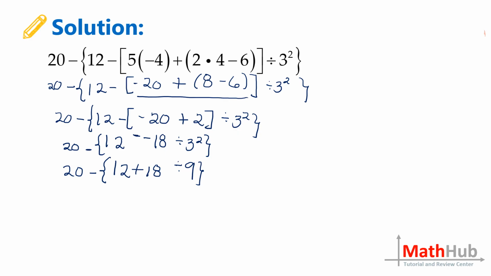Then inside this, we have addition and division. Let's do division first. So 18 divided by 9 is 2. So 12 plus 2. So we get 20 minus 14. So the answer is 6.